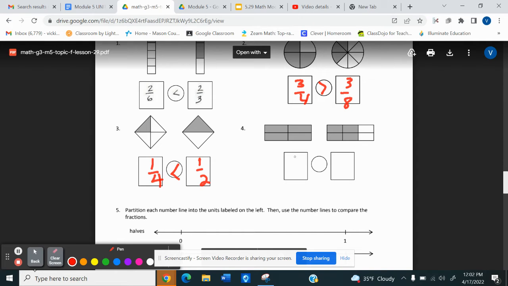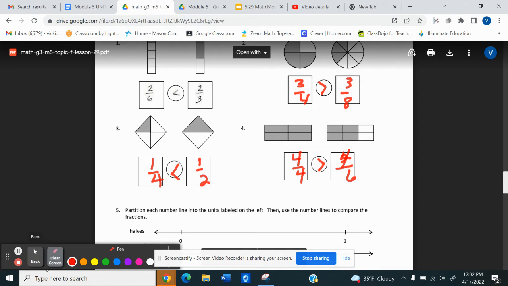Okay, we have 4/4. 4 shaded out of 4, so we know that's a whole. And we have 4 shaded out of a total of 6. We clearly know that a whole is greater when they're the same size. All right, next part.